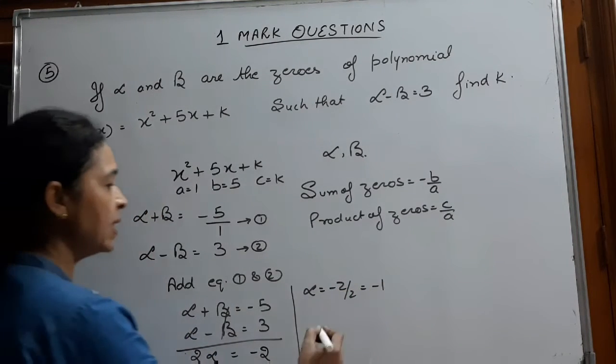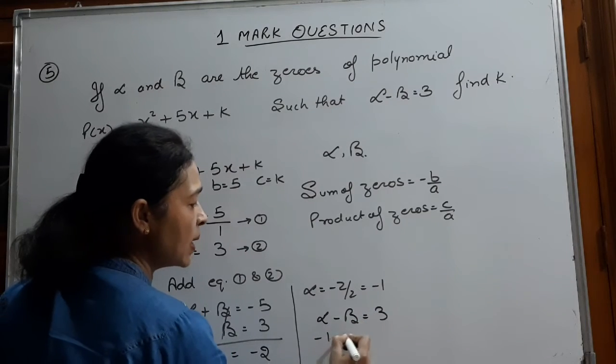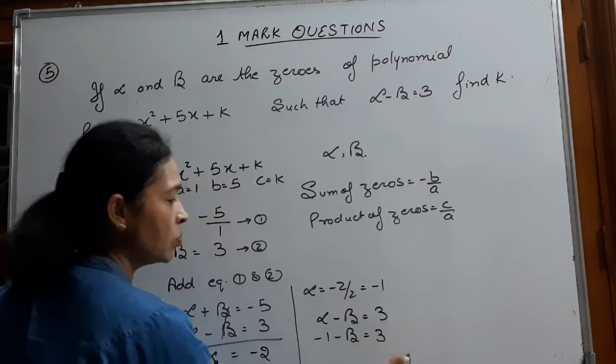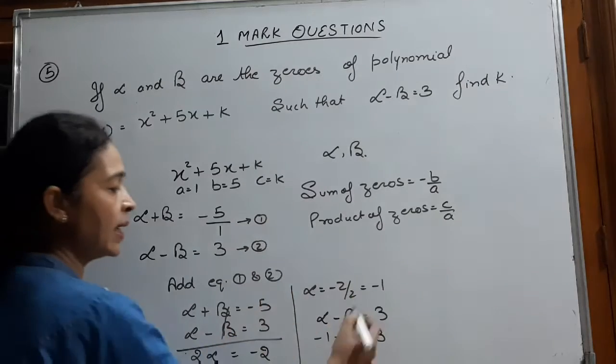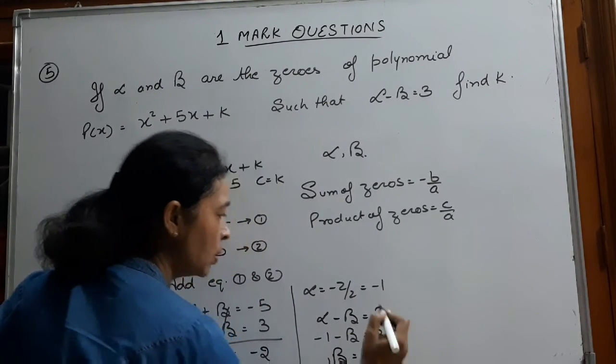Now what will be the value of beta? Alpha minus beta equals to 3. Minus 1 minus beta equals to 3. 3 on the left hand side and beta on the right hand side. Beta will be equals to minus 4.